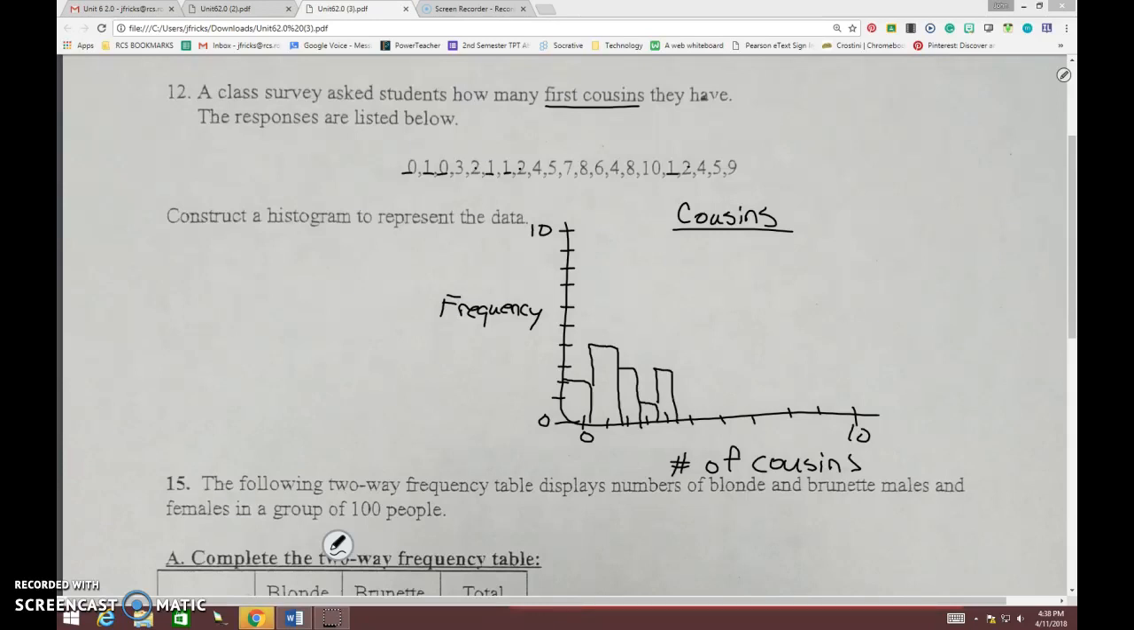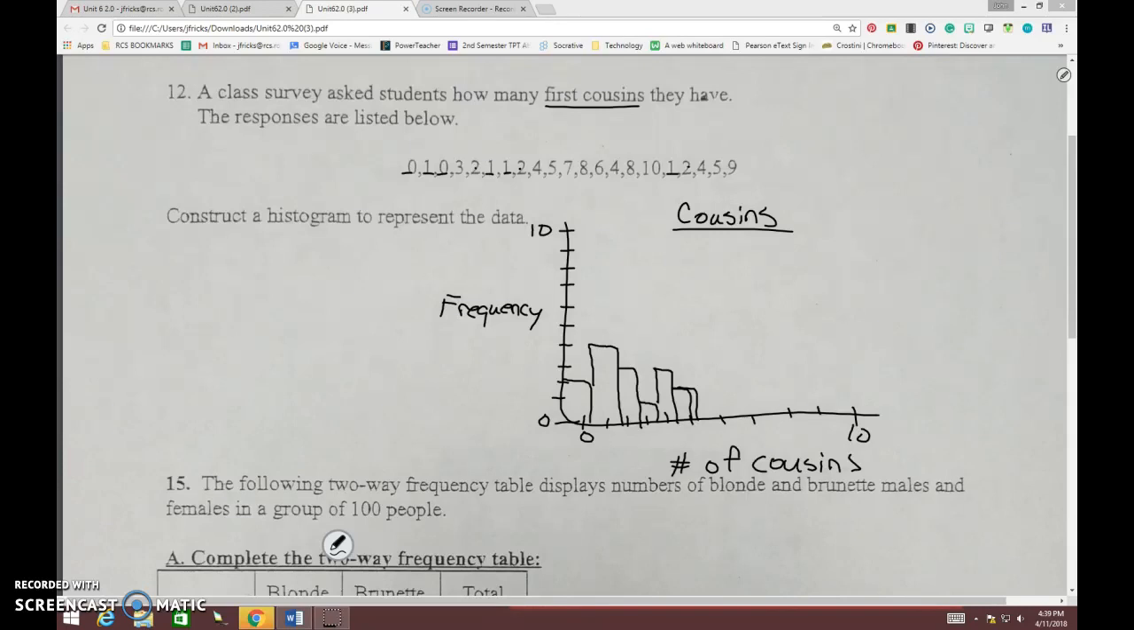Then I have, after 4 cousins, I had 3 of those. So now 5, I have 2. So for 5, I'm going to go up to 2. Draw my bar. Should have went a little wider there. So that would be for 4. For 5, I would have had 1.